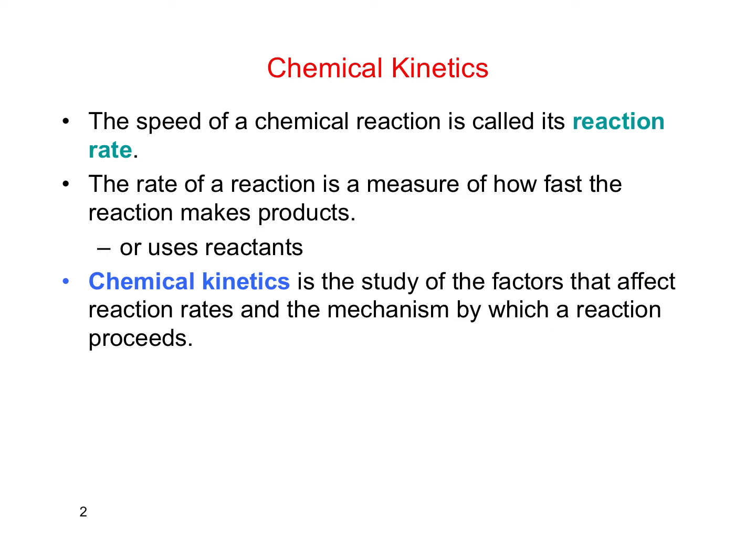Okay, so first, a couple of definitions. The speed of a chemical reaction is called its reaction rate. And the reaction rate is a measure of how fast the reaction makes products or uses up reactants. And chemical kinetics is the study of the factors that affect reaction rates, and also the mechanism by which a reaction proceeds. So exactly how the molecules are combining and colliding with one another in order to cause chemical reactions.